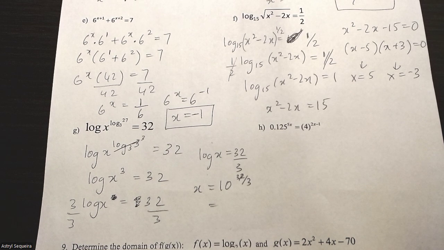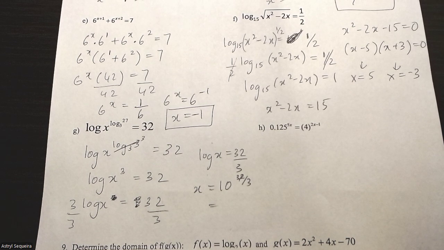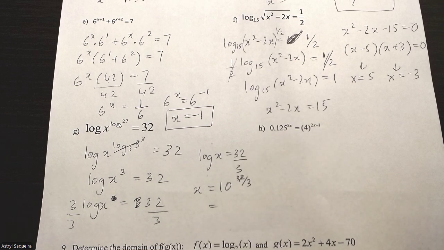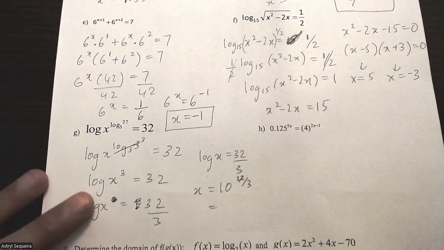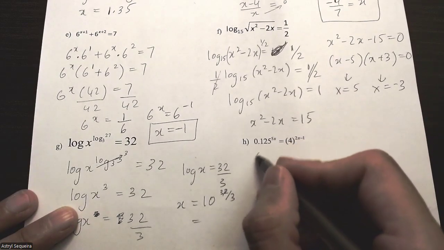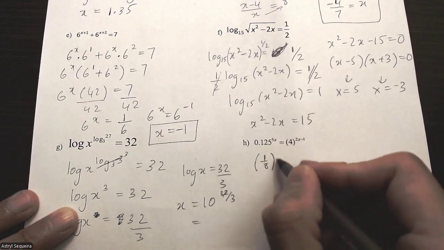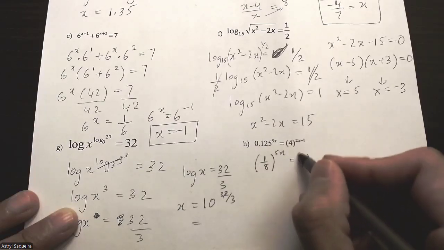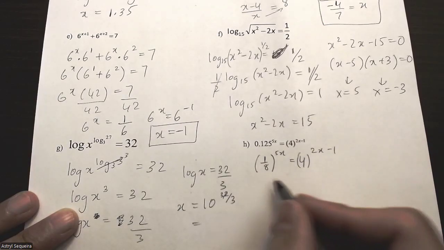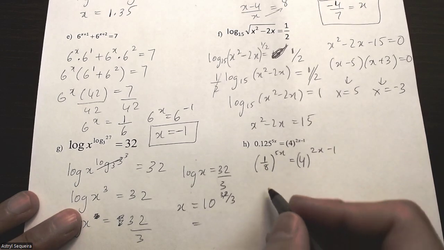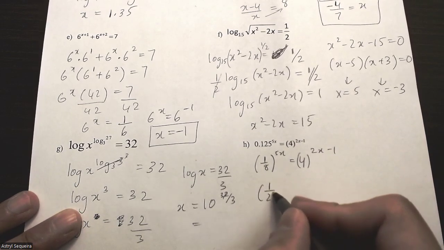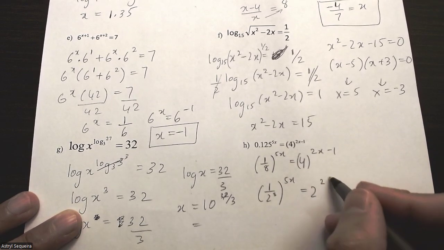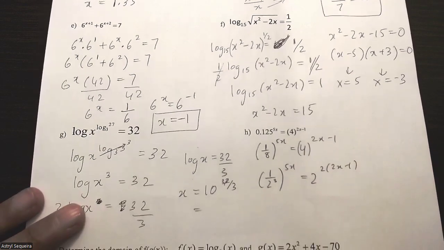And let's go to part H, last one over here. So I think we can make 0.125 and 4 into the same base of 2. So I'm just going to start by writing 0.125 as 1 over 8 to the power of 5x. And this I'll write the same for now. So now I know I can make them a common base of 2. So I know that I can rewrite this as 1 over 2 cubed to the 5x equals 2 squared to the 2x minus 1.